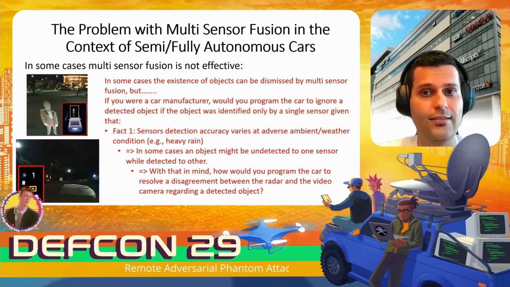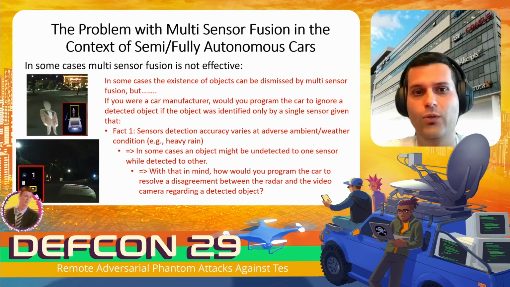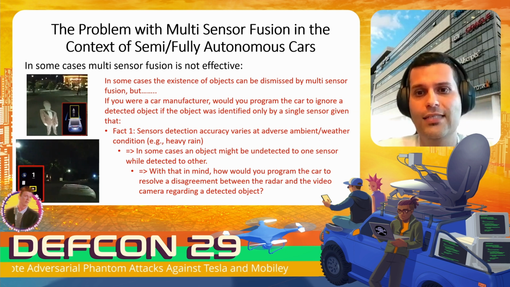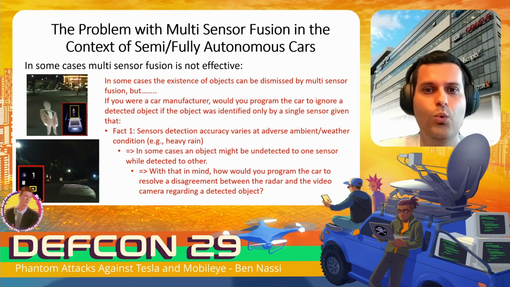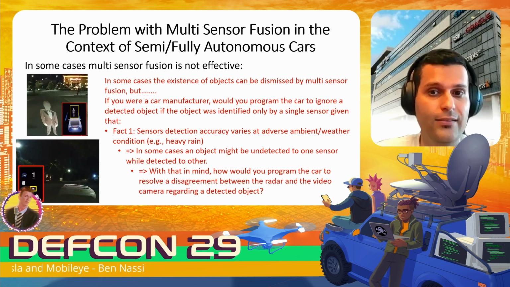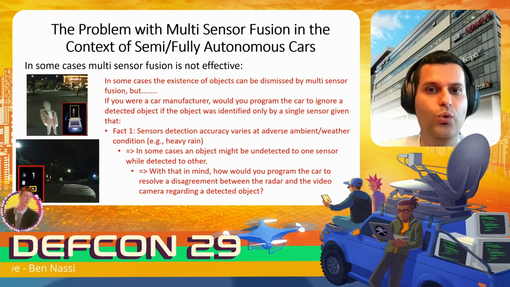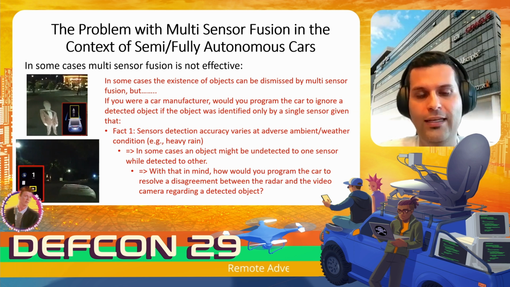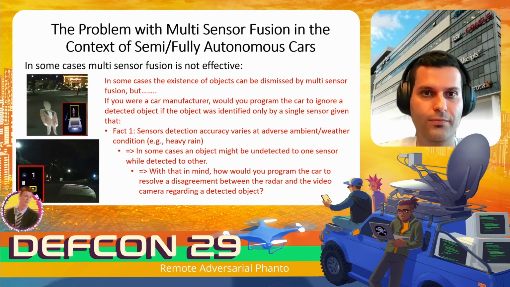In some cases, as a result of these adverse ambient or weather conditions, some objects might be undetected by one sensor while still being detected by another. With that in mind, how would you program the car to resolve a disagreement between the radar and the video camera regarding a detected object?